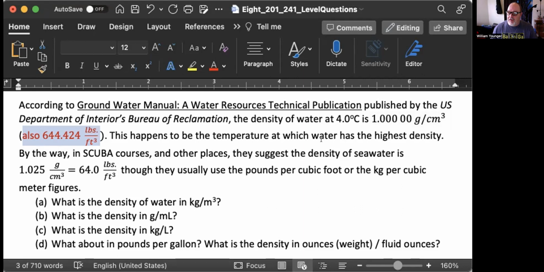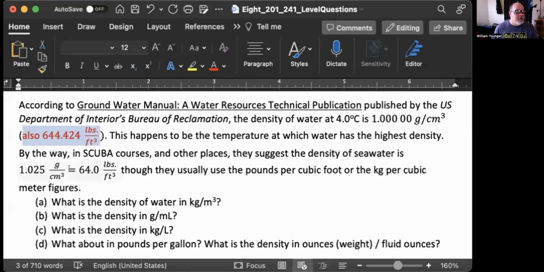In fact, if you go to a higher temperature or lower temperature, it gets less dense. And of course, you all know that ice floats, so the solid form, ice, is even less dense than the liquid form. Anyways, that's what I meant when I said this happens to be the temperature at which water has the highest density.